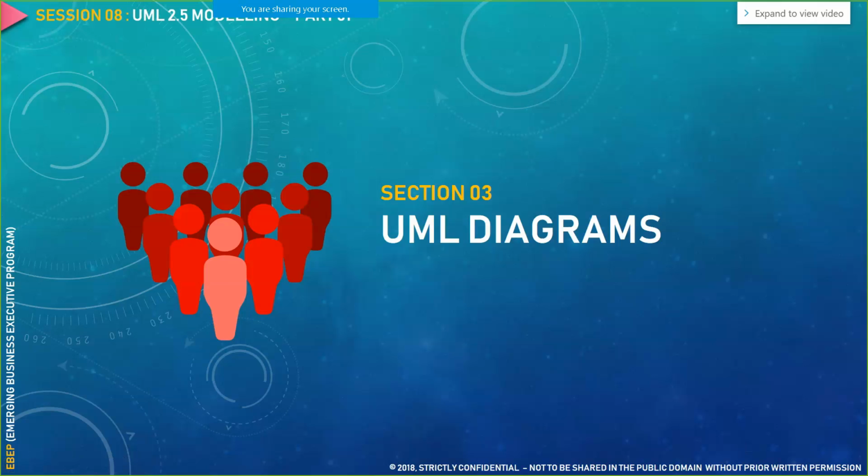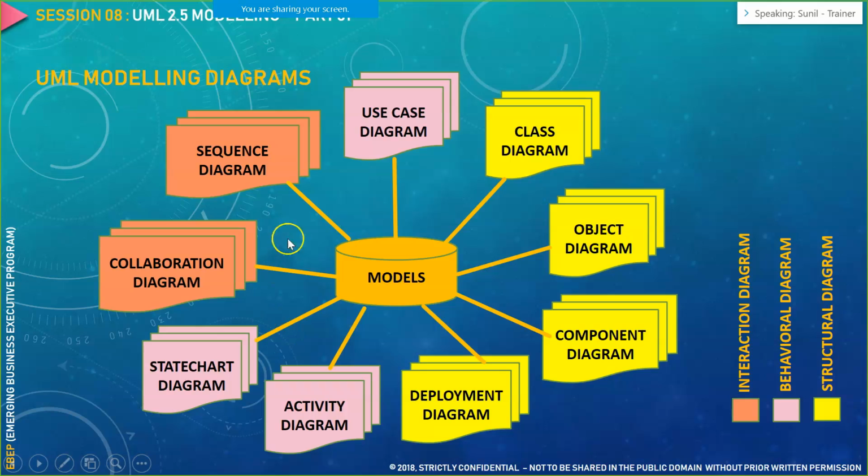Now we'll start with the UML diagram, what it is. This is how your UML diagrams look. Essentially we have nine, that is 2, 4, 9 types of UML diagram. These 9 types fall into different categories. Essentially there are 3 categories: interaction diagram, behavioral diagram, and structural diagram.